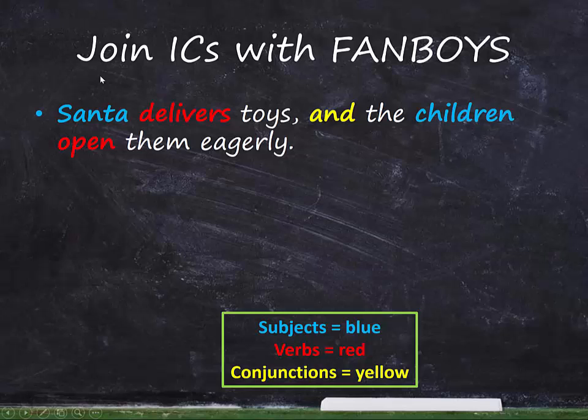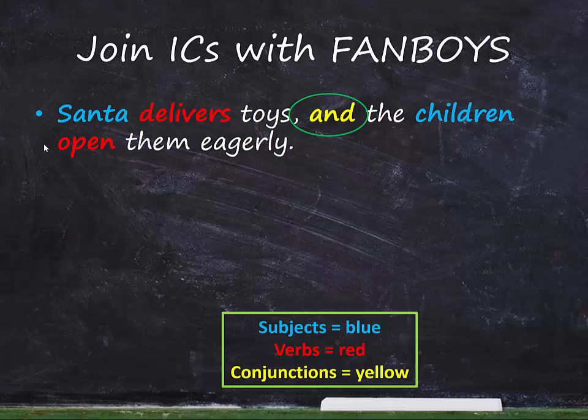The first independent clause has the subject Santa and the verb delivers. Again, they're color-coded to make them easier to see. The second independent clause has the subject children and the verb open. Notice that we've joined the clauses with a comma plus a FANBOYS conjunction.